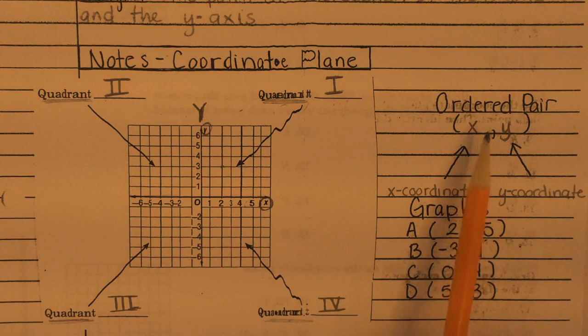No, it's just like in the alphabet. X is always first. X goes side to side. Yes? We agree with that? Y goes up and down.